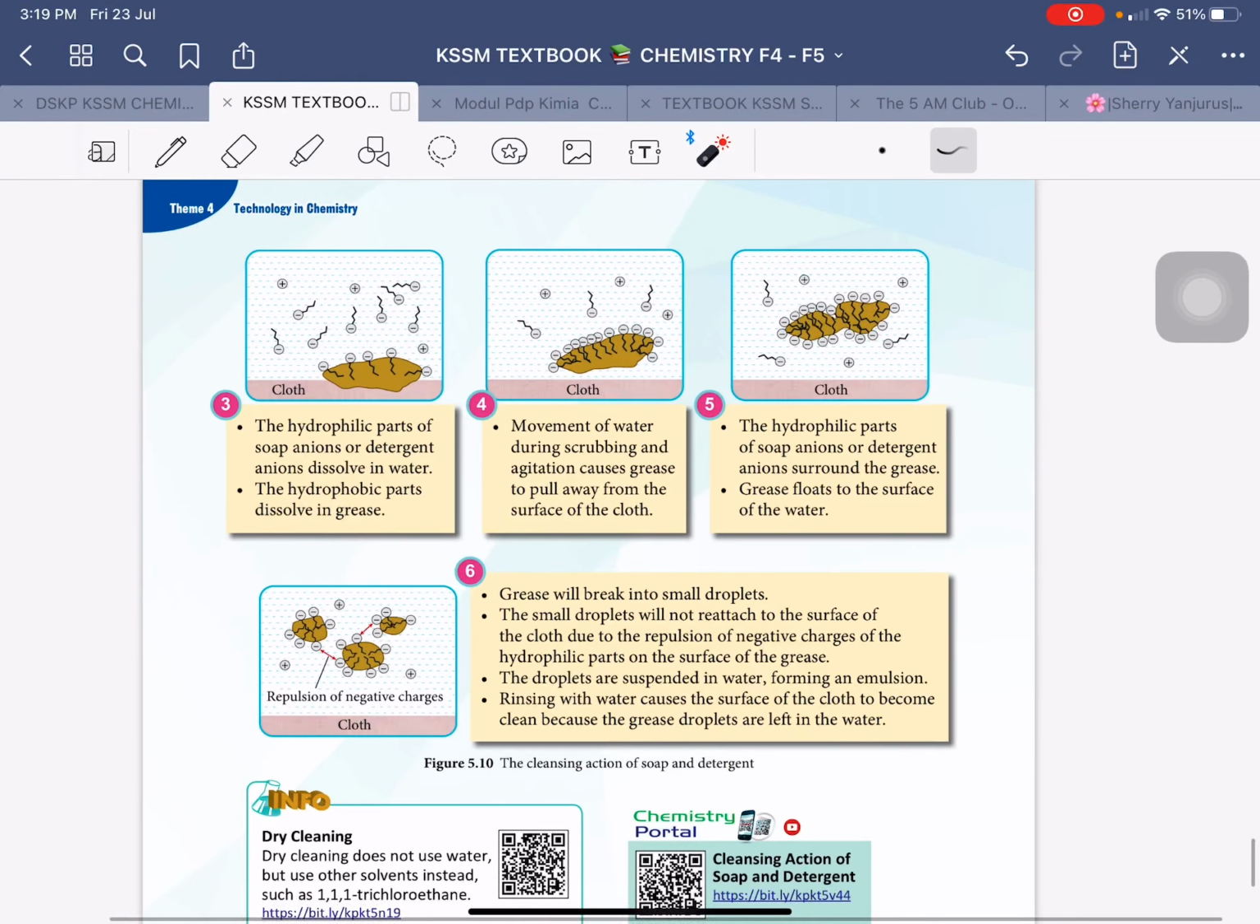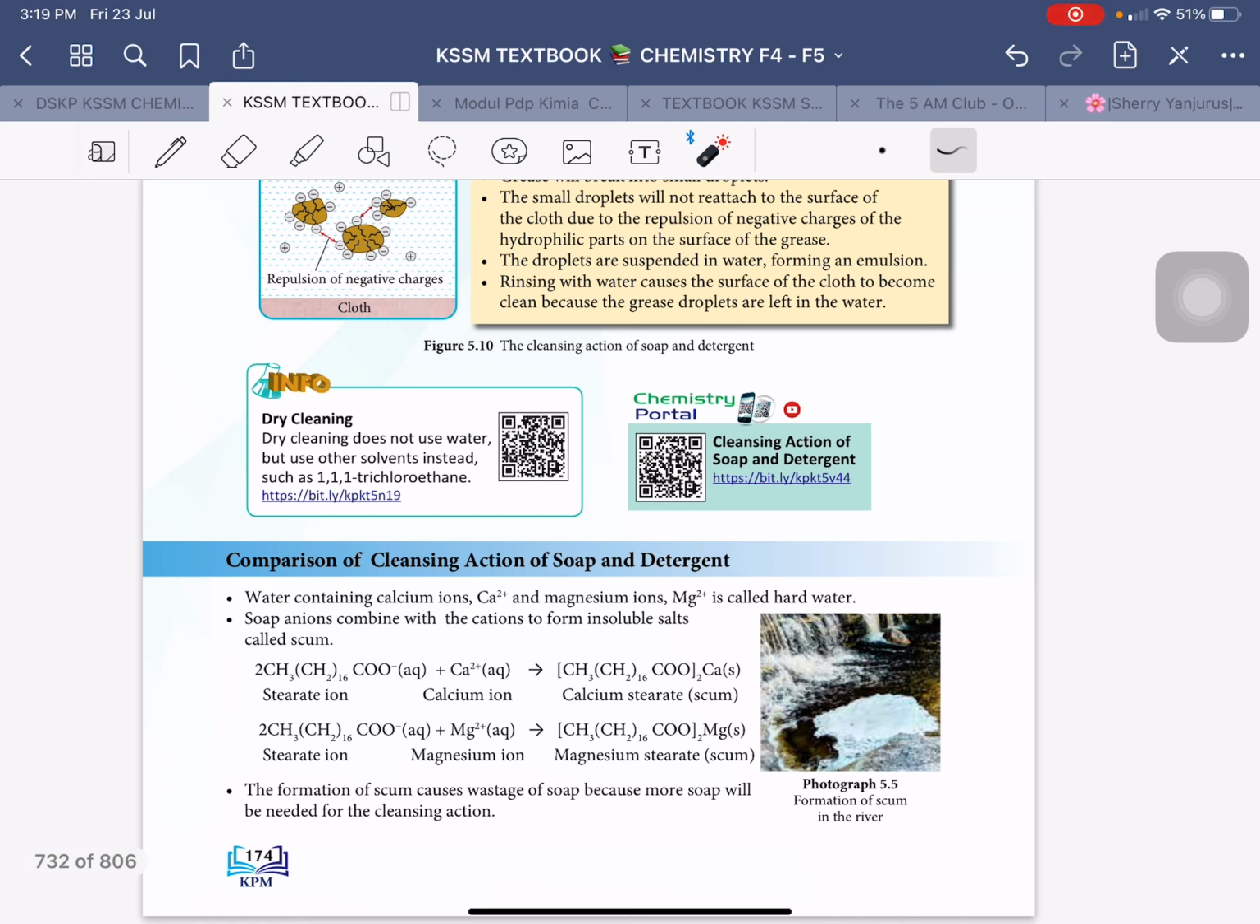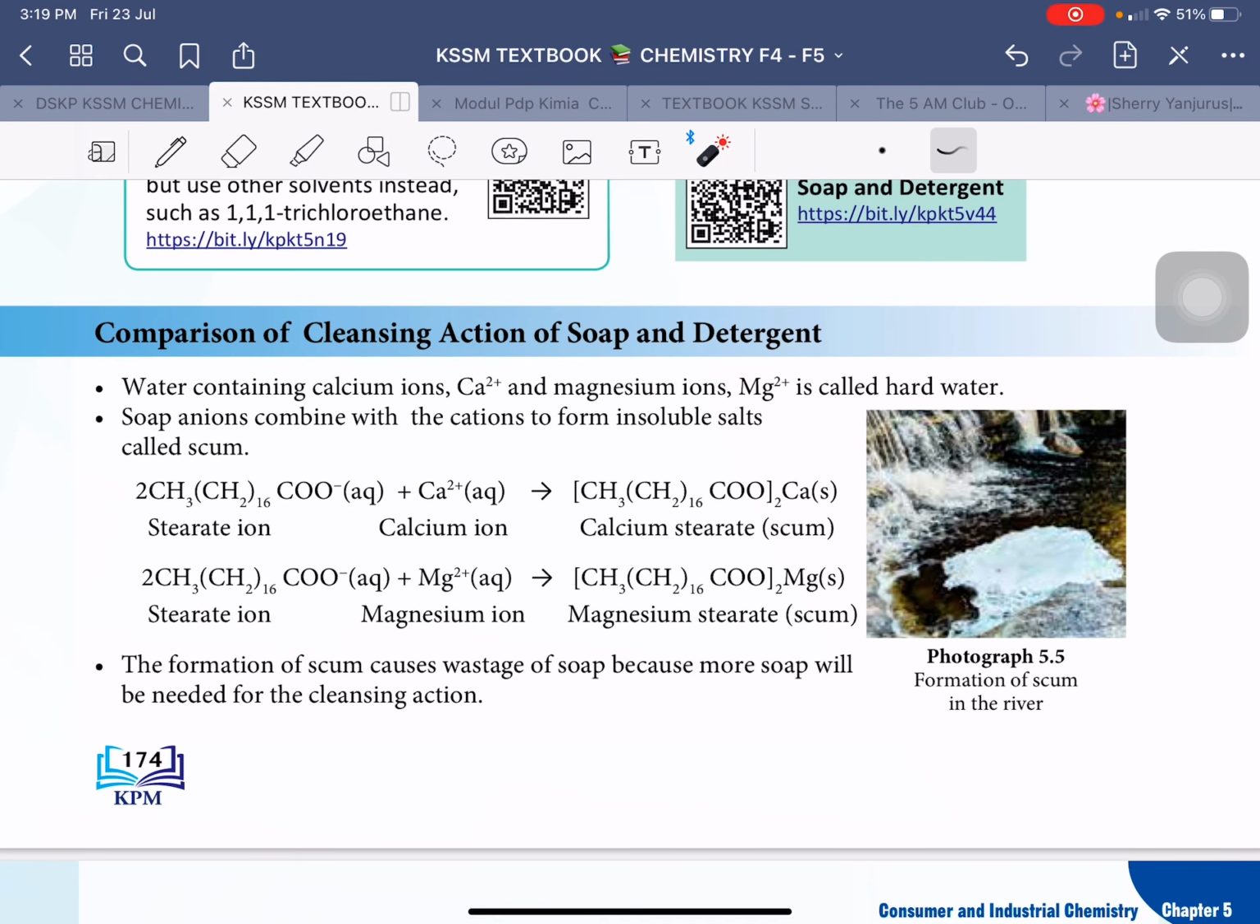That's all. That's all you need to explain. Okay? I hope you understand about that, class. That is the cleansing action of soap. So let us compare again. Compare the cleansing action of soap and detergent. Mari kita compare in different medium.